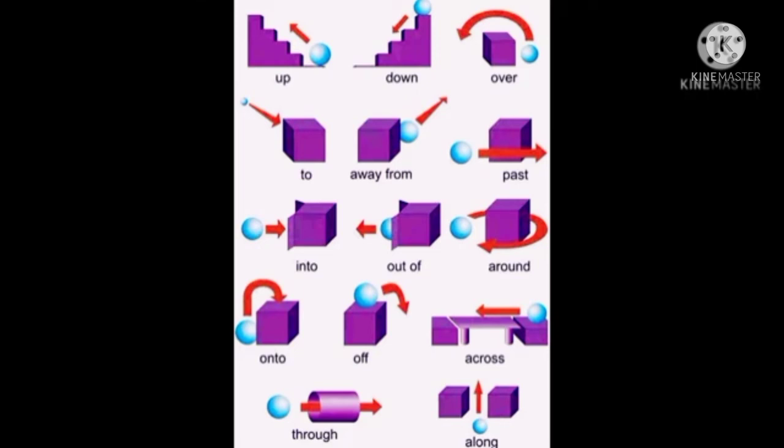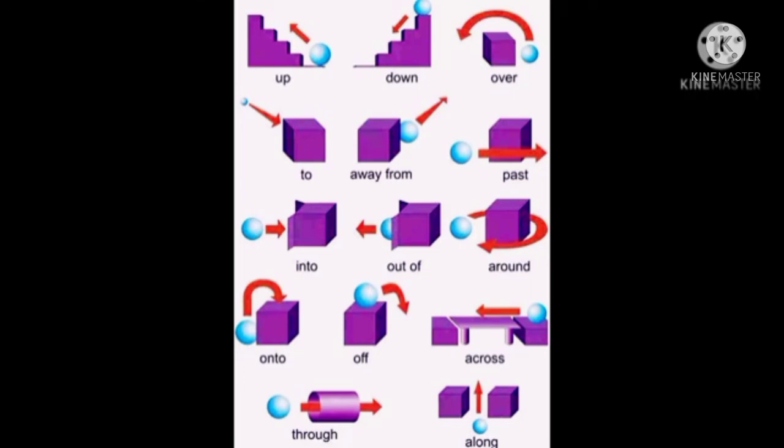Then the ball is moving across two boxes, or across the box also you can say. Across means it is starting at one point and it is crossing over. So that is called across. What is the difference between across and over? Over means it is above. It is not touching the object. It is going over it. So above it, it is going.